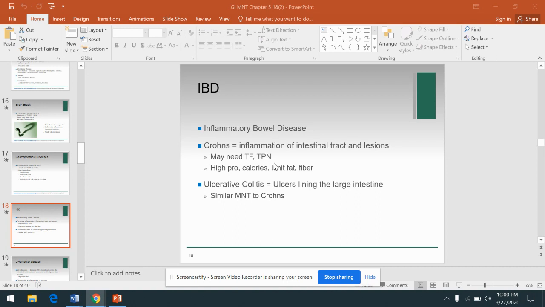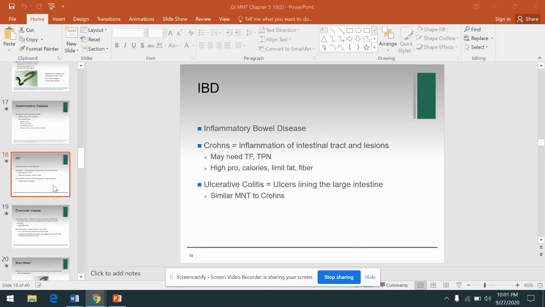And this TPN is used when someone's GI tract is not functioning. So it very well could be that we need this person's GI tract to rest so that those cells can rebuild. So we feed them through their vein and not through their gut. Anytime we can feed someone through their gut, that is the preferred route. But as you can see in this instance, you might need the TPN. If they're eating orally, then we would recommend high protein, high calories, and then limit fat and fiber. And then we'll see the same thing with Crohn's or with ulcerative colitis.